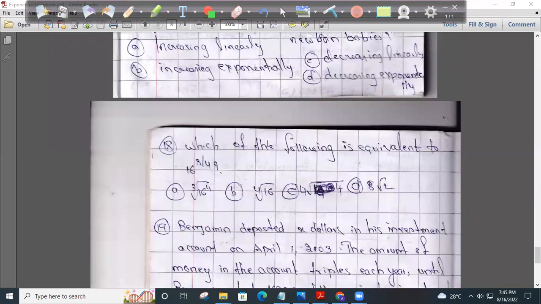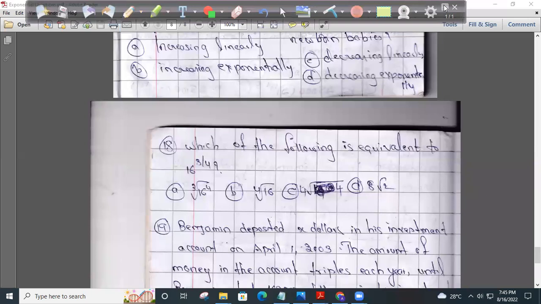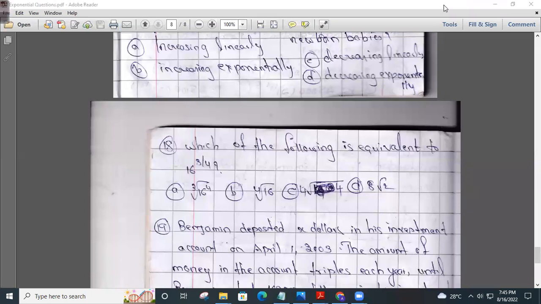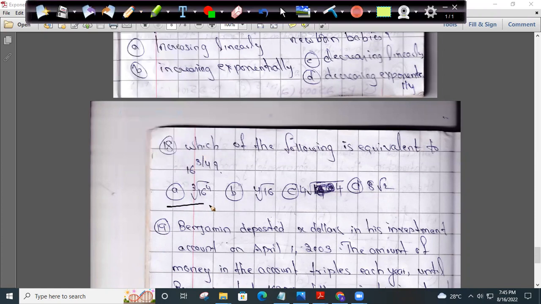Try to give me the answer for the 18th one. Which of the following is equivalent to 16 power 3 by 4? They mentioned 4 options: cube root of 16 to the power of 4, fourth root of 16, 4 root 4, and 8 root 2.